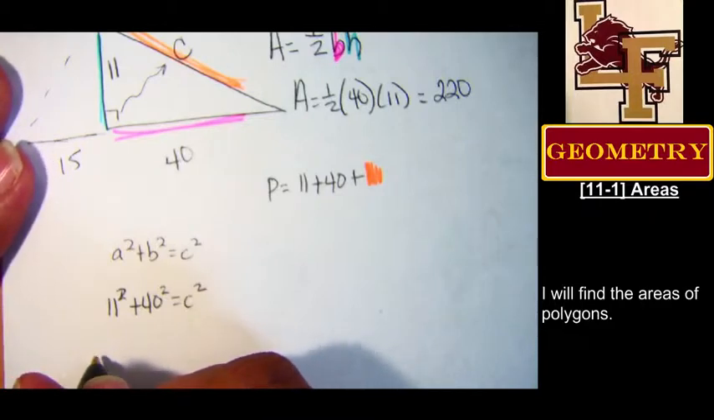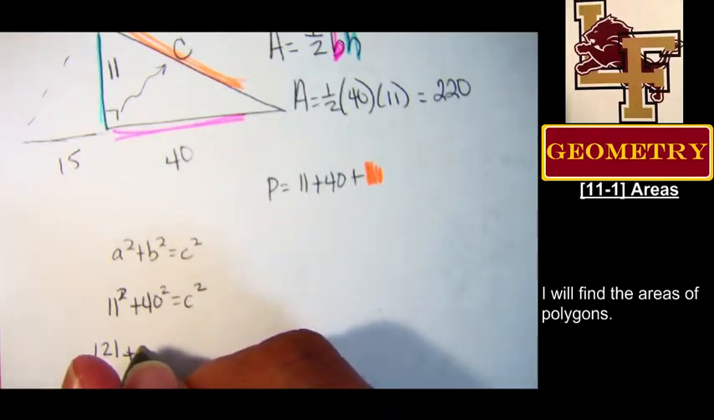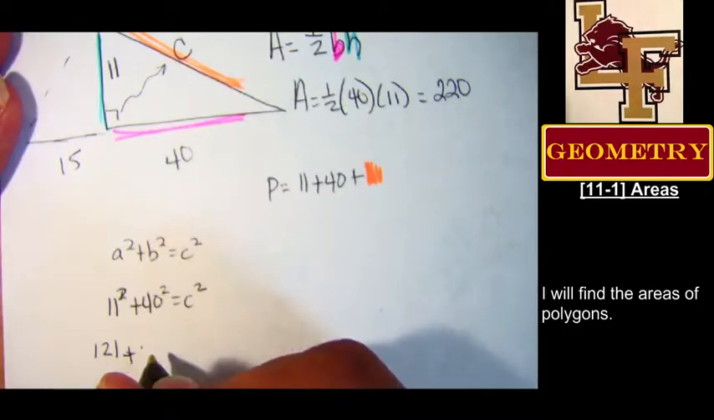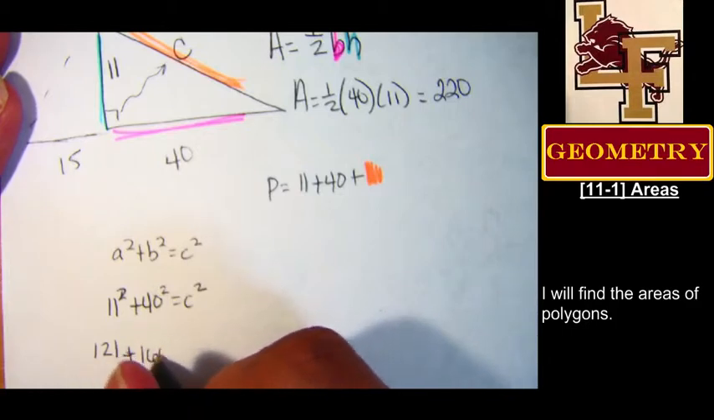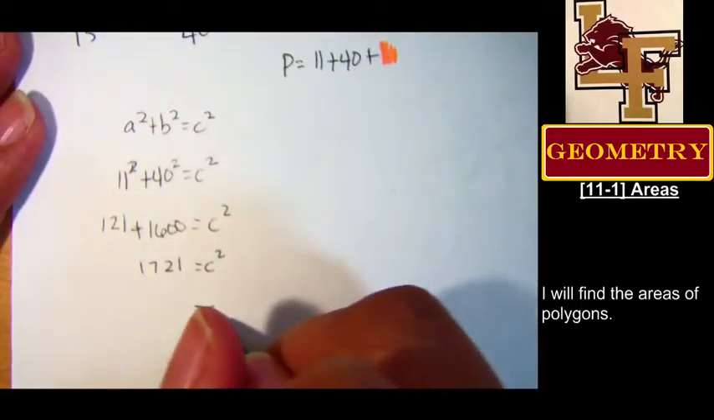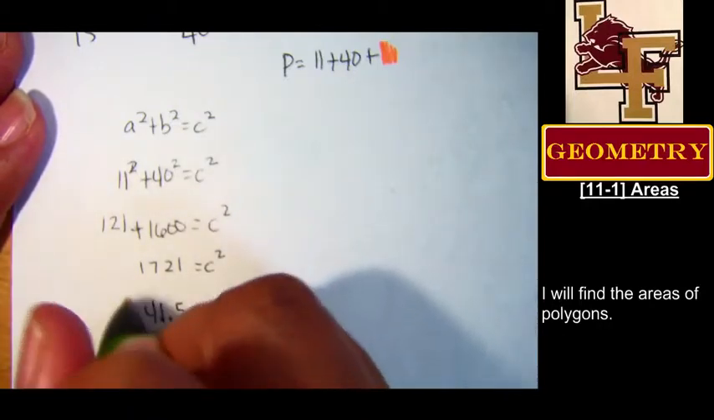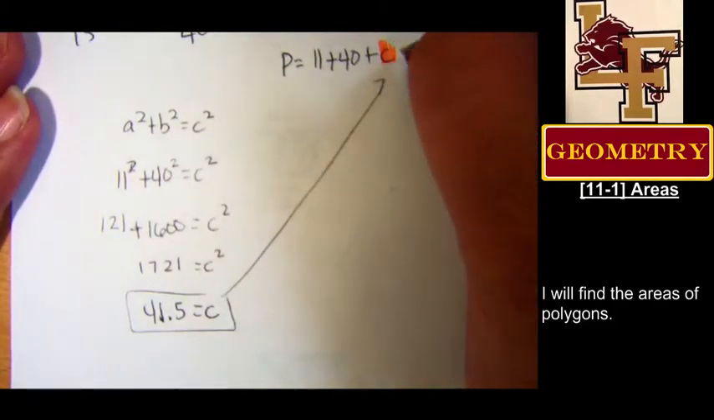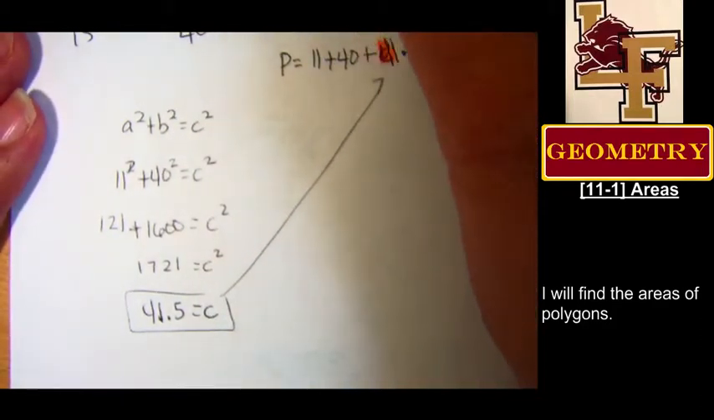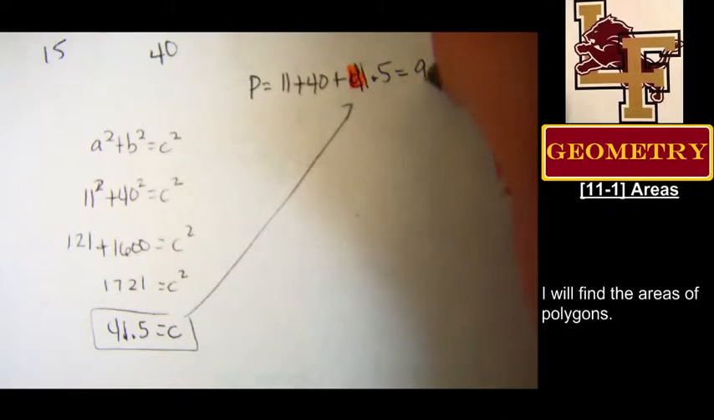11 squared is 121. Okay, and 40 squared? 1,600. All right, add those together and I should get 1720. Okay, good. And then the square root, I'm not even going to try. I'm just going to wait. 41.5. So that goes here. And the perimeter is 92.5.